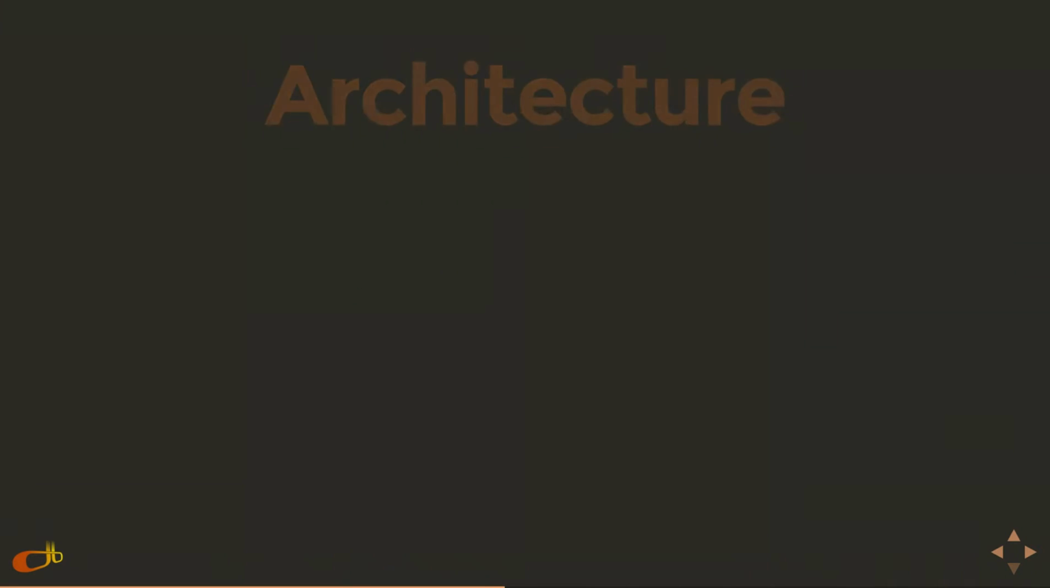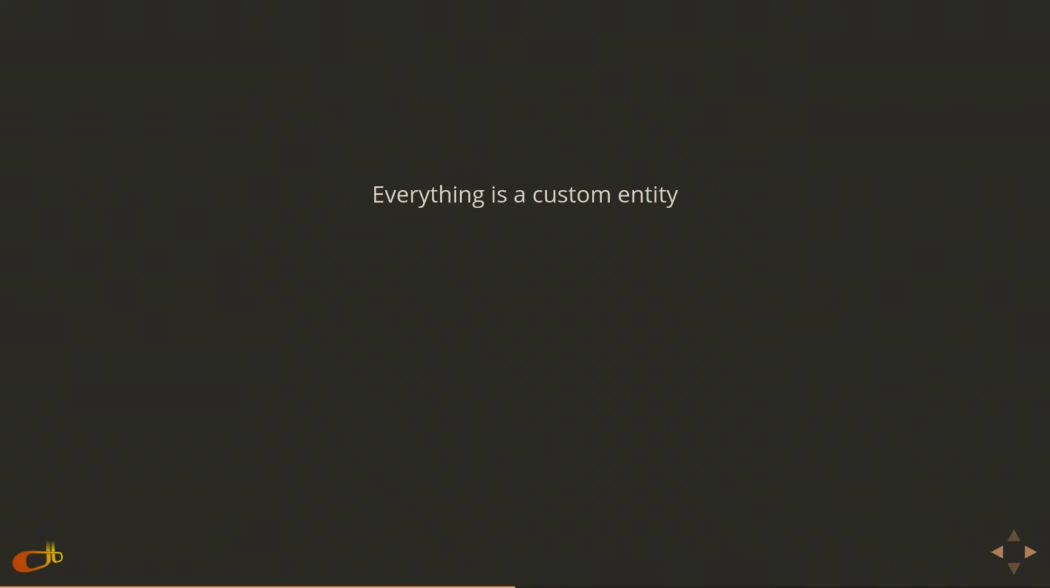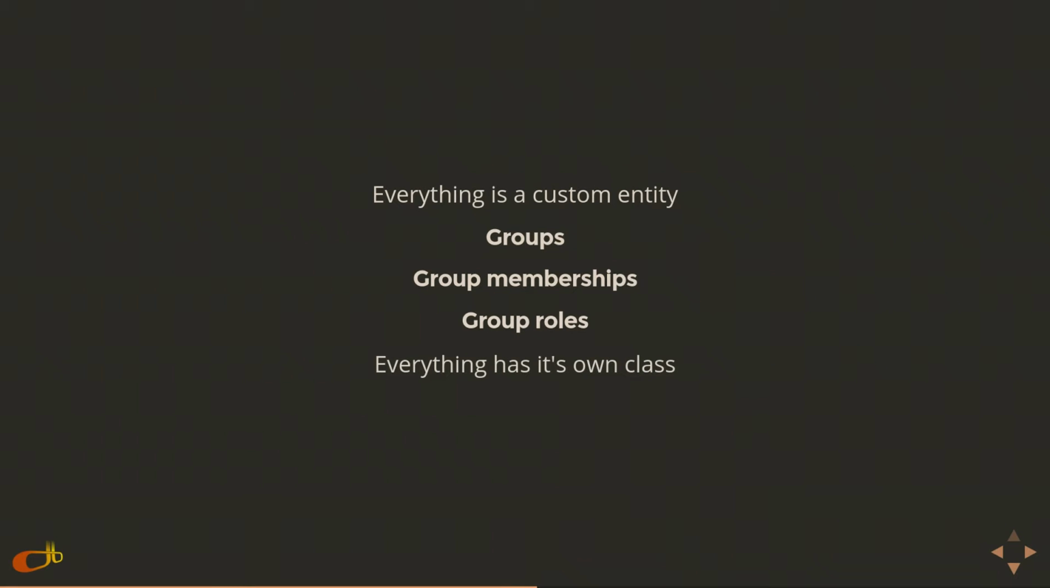So let's take a look at specifically how group is built, its interface, and kind of specific things about group. Let's take a look at the architecture. So everything is a custom entity, as I mentioned before: your groups, your group memberships, and your group roles. These are all defined as their own entities. They all have classes associated with them, which means that when you want to work with them, you're calling methods instead of random functions that you don't really know if they exist. It also means that there's nothing else interacting with them that you don't want, because they're their own thing.